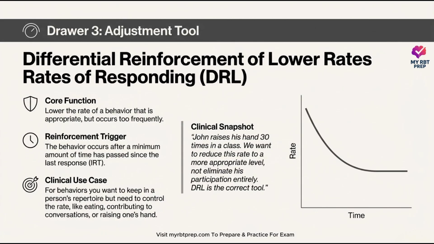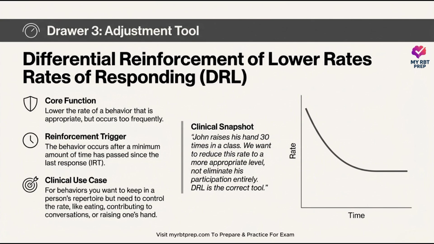Imagine a student who is incredibly enthusiastic, raising their hand 30 times in a single class. If you ignore them completely, you crush their spirit. If you answer every time, they dominate the room. This creates a unique challenge. We don't want to stop the behavior, we just need to adjust the frequency. This is where differential reinforcement of lower rates, or DRL, becomes the precise tool for the job. Think of this as a volume knob rather than a mute button.